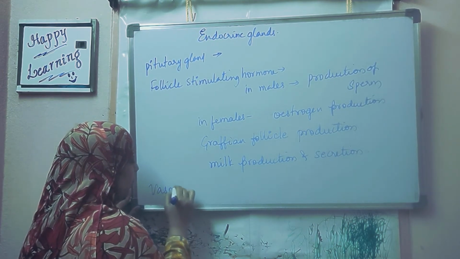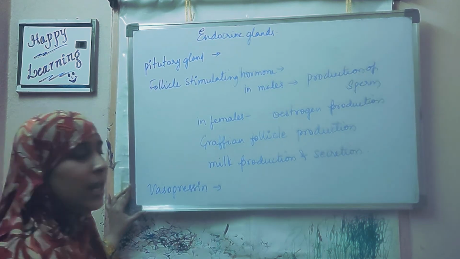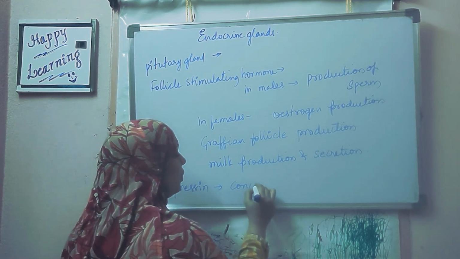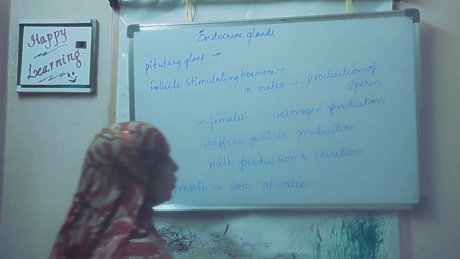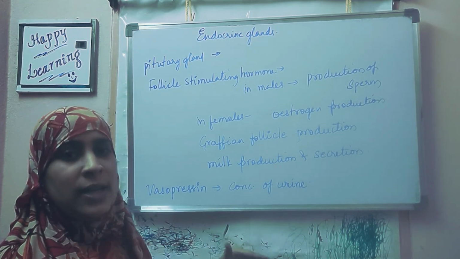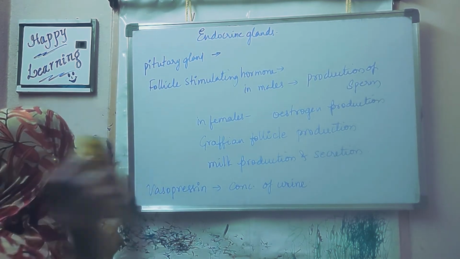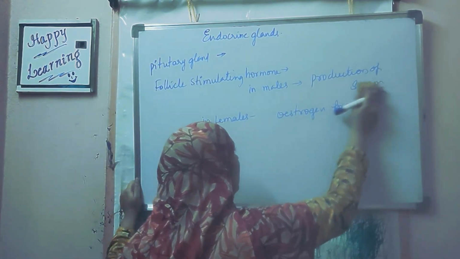Another hormone, vasopressin. We discussed about vasopressin. It is helpful in concentration of urine. Reabsorption of water from urine is done by vasopressin. These are all hormones that are related to pituitary gland. Next, after pituitary, from head region we are starting. So next, after head comes the neck.